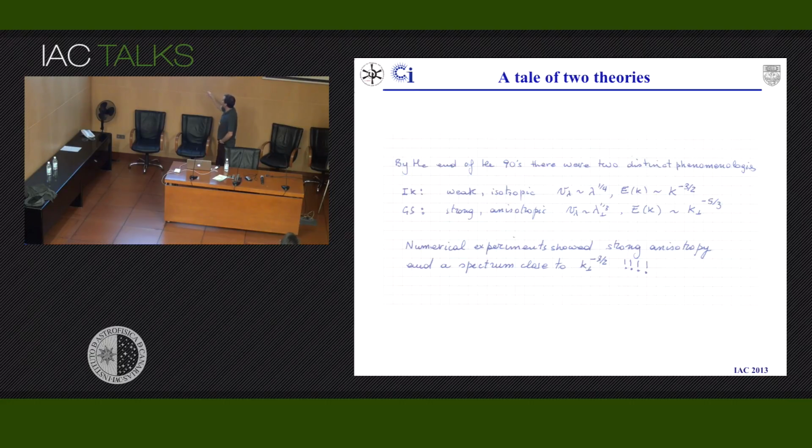And the spectrum was almost bang on k^(-3/2). So you're going to say, wait, hold it. That's the one that goes with the wrong theory. So we have the spectrum from one theory, and the anisotropy from the other theory.